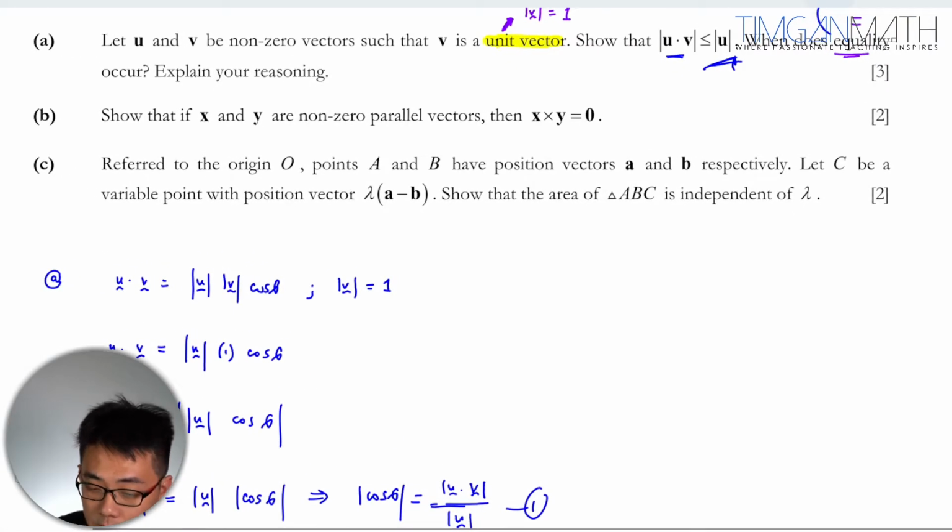So let's look at this. Refer to the origin O. Points A and B have position vectors A and B respectively. Let C be a variable point with position vector lambda A minus B. Show that the area of ABC is independent of lambda.